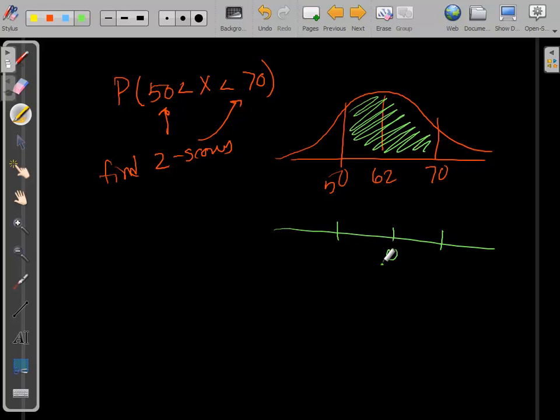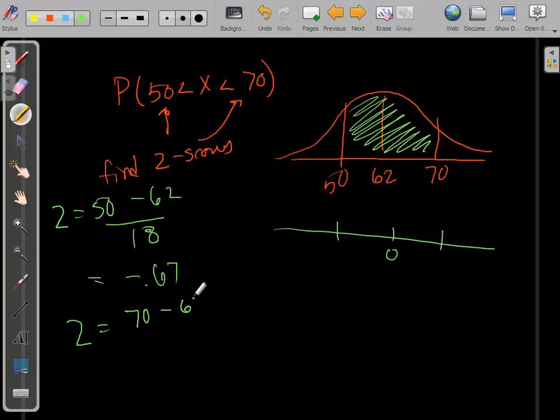It's going to have a center at 0, so the z for 50 is 50 minus 62 divided by 18. You do that computation and you wind up with negative 0.67. The z-score for 70 is 8 out of 18, so 0.44. So these z-scores, negative 0.67 and 0.44, we're trying to find the region in between there. So we're going to find this area and then find this area and then just add them up.